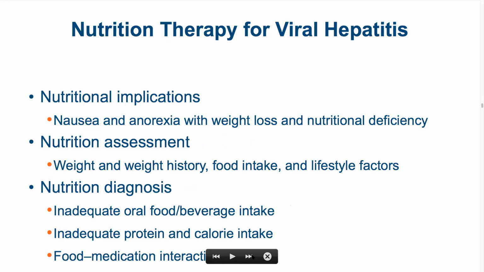Nutrition therapy for viral hepatitis. Nutrition implications: nausea and anorexia with weight loss and nutritional deficiencies. Nutrition assessment: weight and weight history, food intake, and lifestyle factors. Nutrition diagnosis would include inadequate oral food or beverage intake, inadequate protein and calorie intake, food-medication interaction, and impaired nutrient utilization.